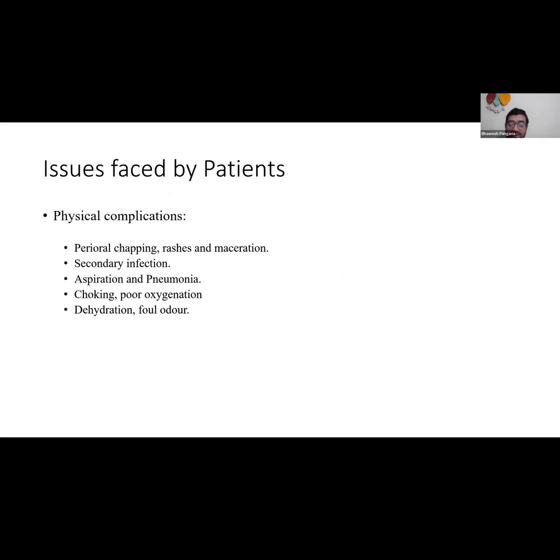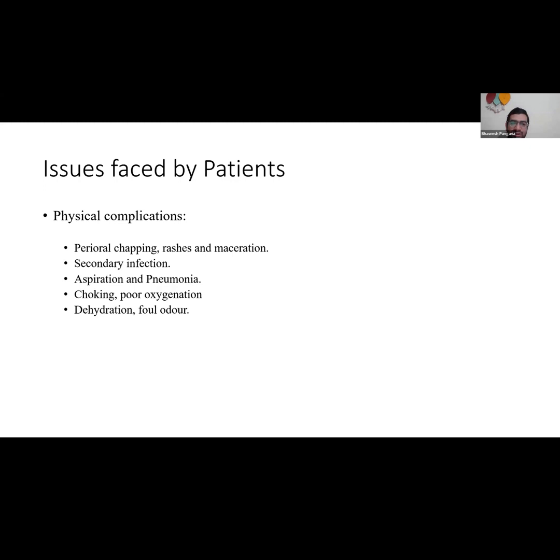So after assessment of the patient, what will be the issues faced by the patient? Because as such, it's just hypersecretion or the saliva coming out of the face. So what will be the issues faced by the patient? We have divided them into physical and psychosocial complications. Coming to the physical complications, it will cause perioral chapping, rashes or maceration. It can lead to secondary infections in the oral cavity or the surrounding area of the face.